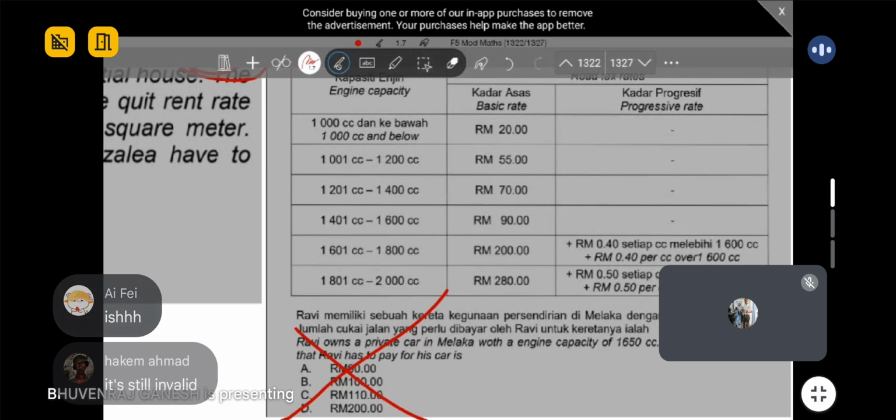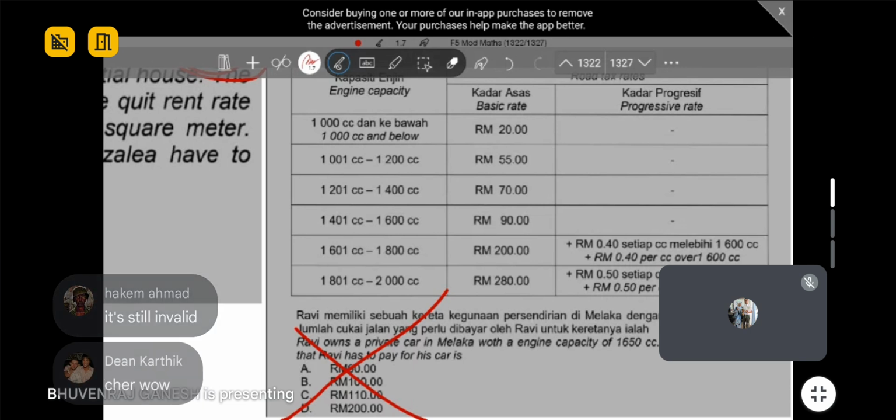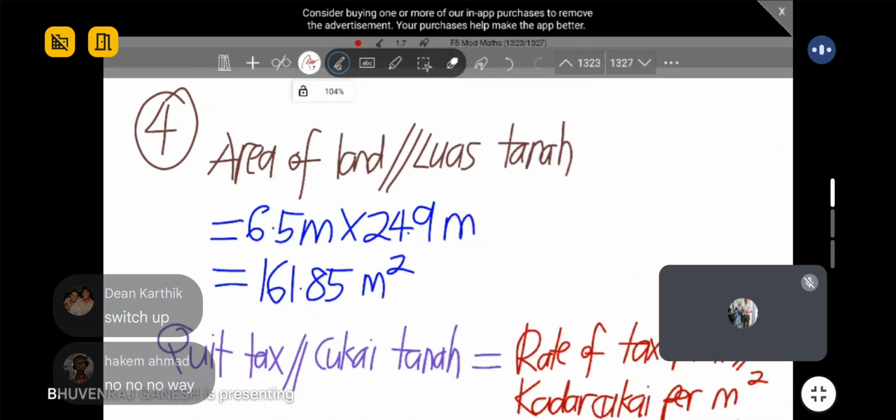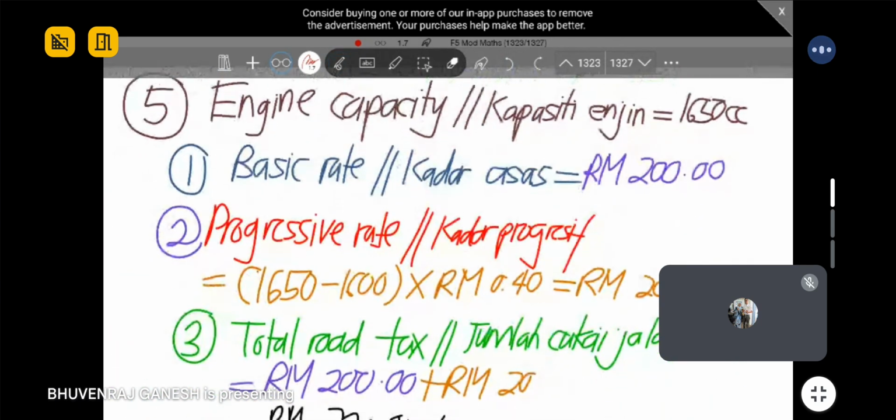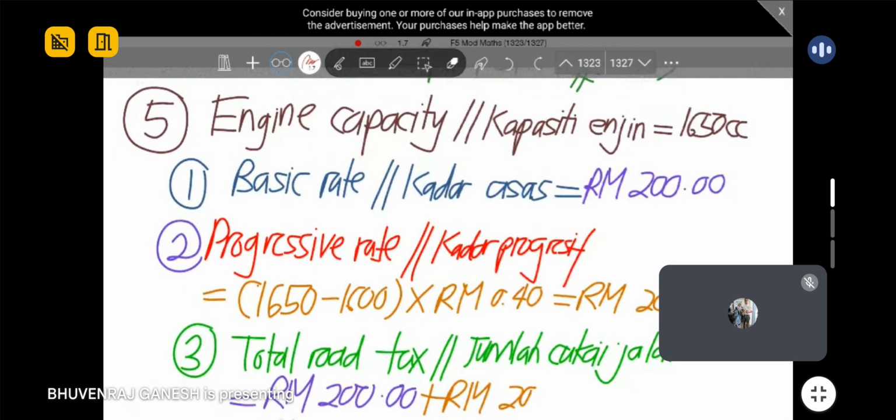Okay, so I simply put this question. Yeah, invalid. Okay, so how to do, guys? Basically, I show here already. For question 5, how to get 220? You will take engine capacity 1650.